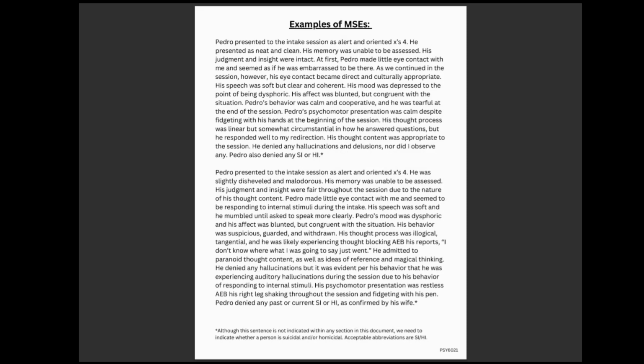I don't know where what I was just going to say just went. He admitted to paranoid thought content, as well as ideas of reference and magical thinking. And there you could give the example. The paranoid thought content is like people are out to get him, and also because they're out to get him, that what's happening with this car chase on TV is really that they're trying to find him and they're looking for him because he sent a message to the Prince of Arabia. I don't know, something like that. You could further explain that if you wanted to in that sentence.